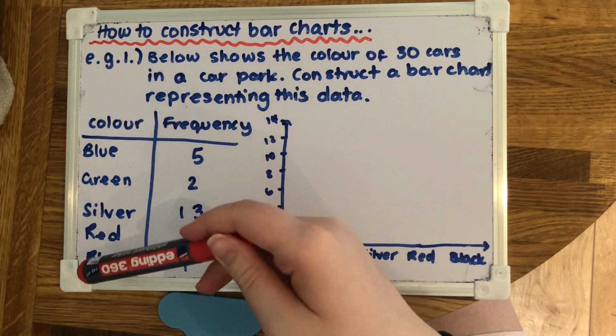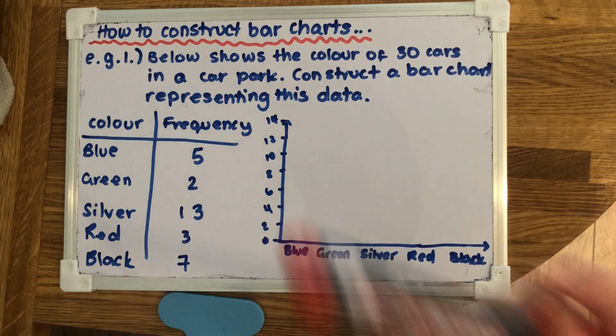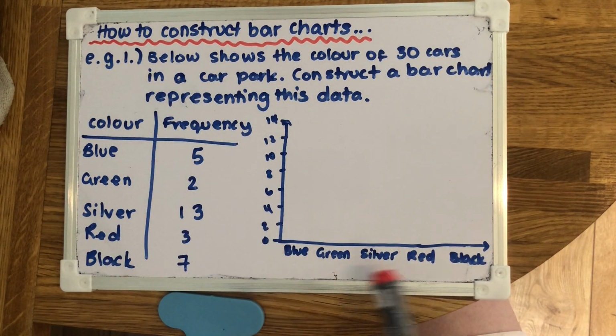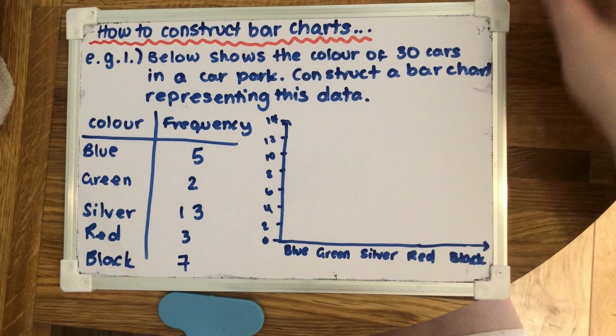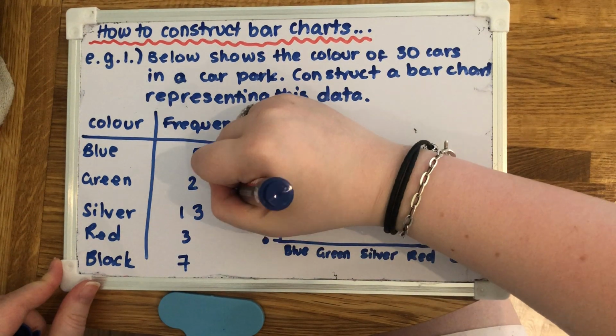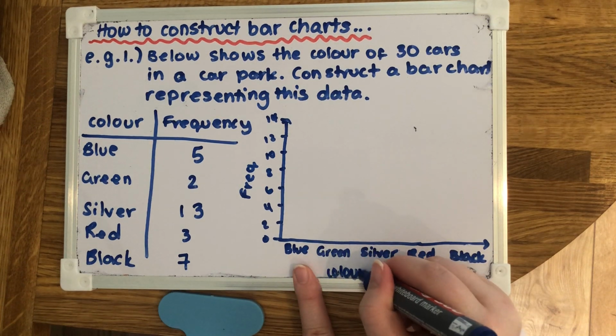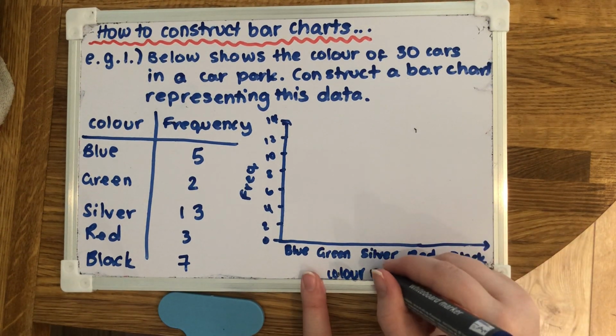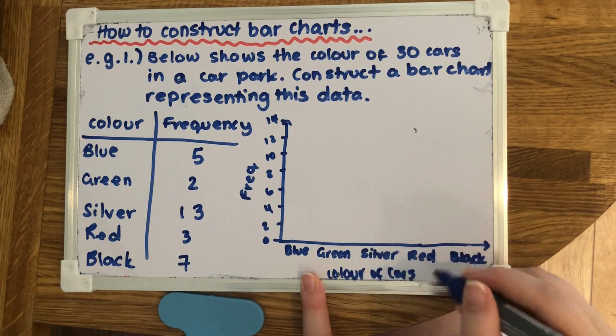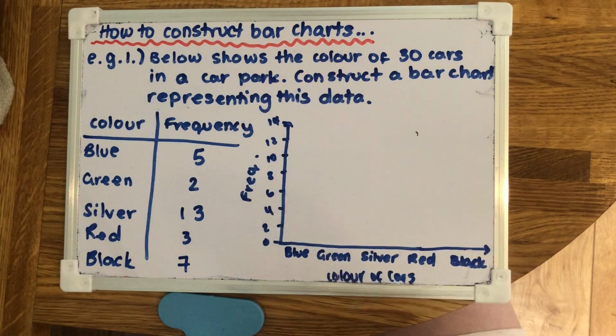Okay, so whatever's here, generally they will be words, they're not always, but generally they will be. That will always go on the bottom or the x-axis, okay? And then the frequency will go up the side. I'm just going to add that on too. So you should always, obviously you've labelled it there, but actually say what it is. So colour of cars, okay? And the frequency is there. So frequency just means the number of cars that were that particular colour, okay? So we had 5 that were blue, 2 green, 13 silver, 3 red and 7 black.